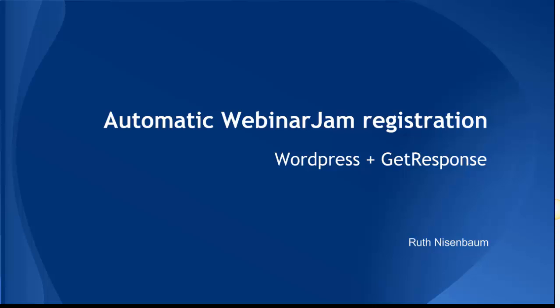Hi, I'm Ruth, and in this webinar I want to show you how to create an automatic WebinarJam registration with WordPress and GetResponse. You can use any autoresponder. I had a problem with GetResponse, and I think something similar happens with AWeber. I'll show you all the steps and I'll give you all the code to get it to work right.